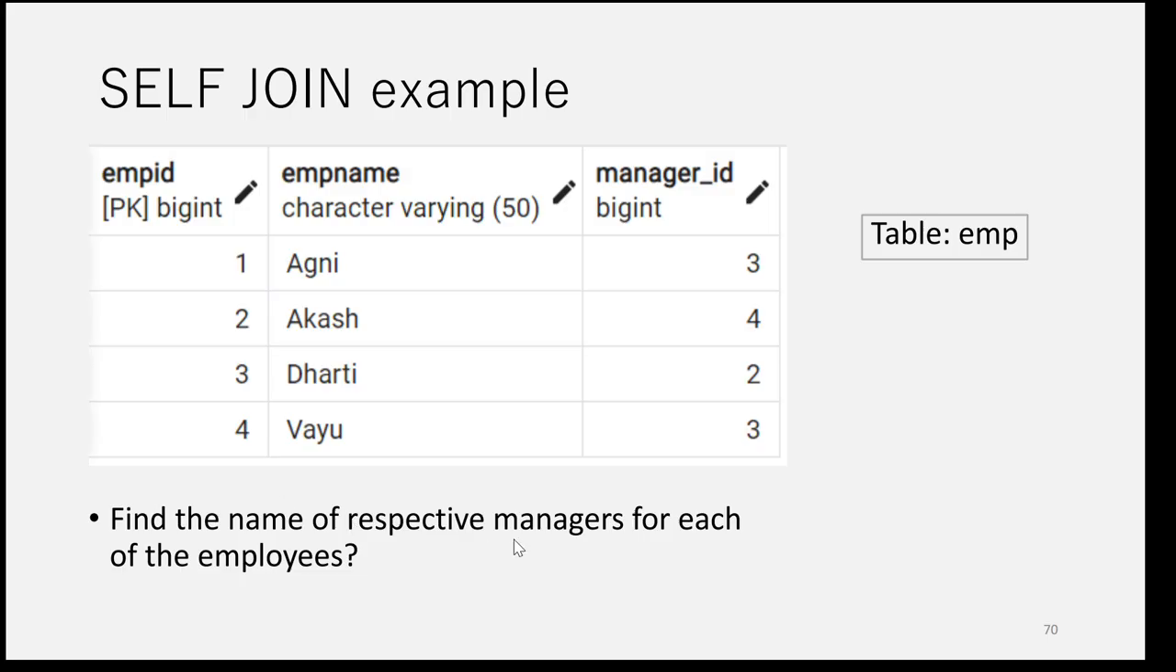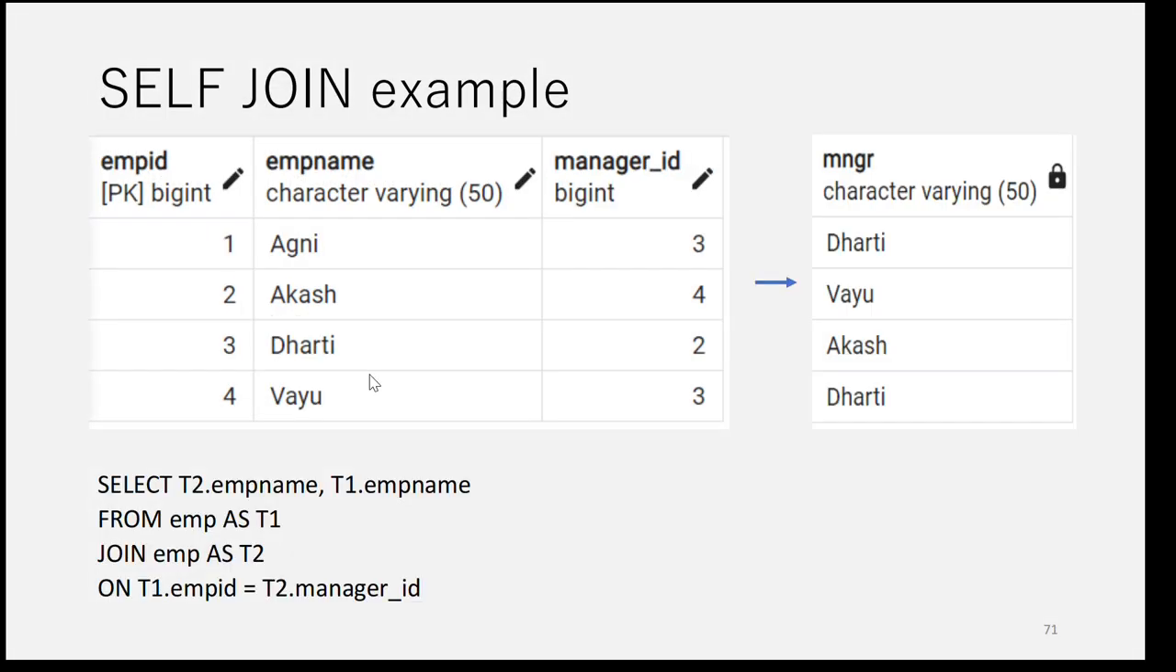Find the name of the respective manager of each employee. See here what happens is manager ID is 3. So for Agni, Dhriti is the manager. For Akash, Vayu is the manager. For Dharti, Akash is the manager, and then for Vayu, Dharti is the manager. Did you find it? Yeah.